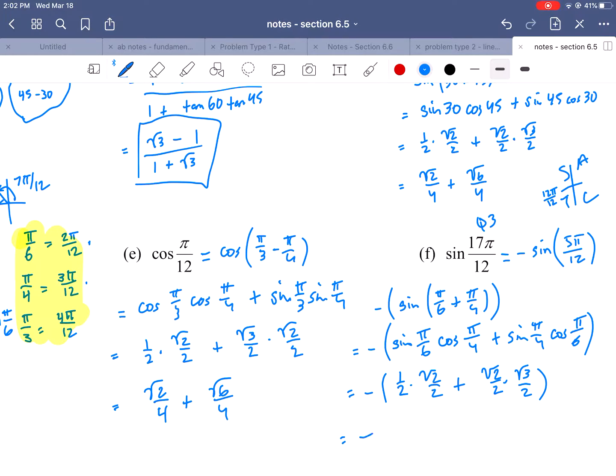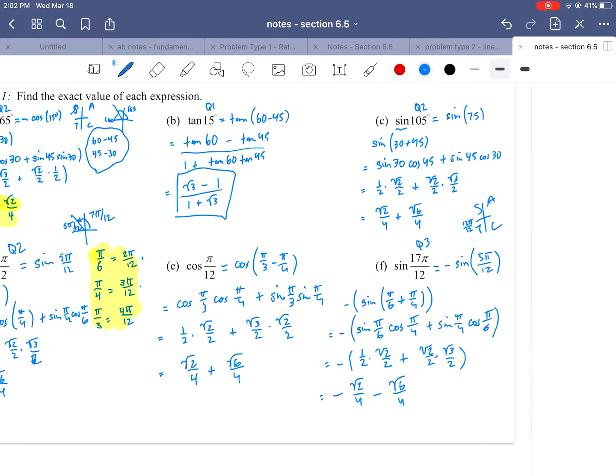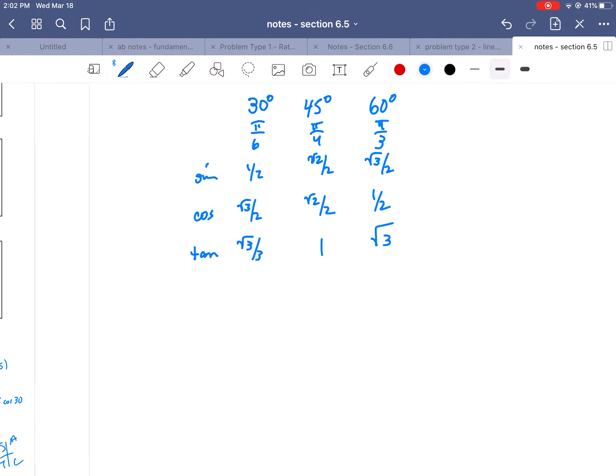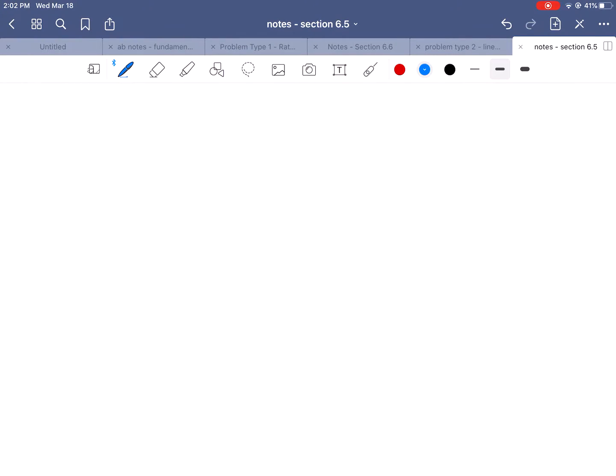And I'm going to go ahead and distribute that negative and multiply the numbers together, which is going to give me negative root 2 over 4 minus root 6 over 4. Okay, so that'll do it for example 1. You guys let me know if you have any questions as we move over here onto the second page.